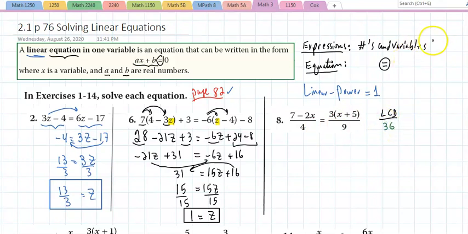Now, we only have expressions versus equations. The process of simplifying those is the same. You want to make sure all the terms have the same denominator. Now, it's true, you could simplify.